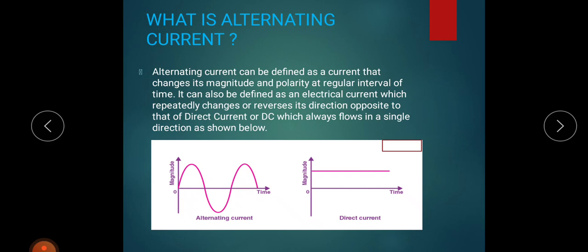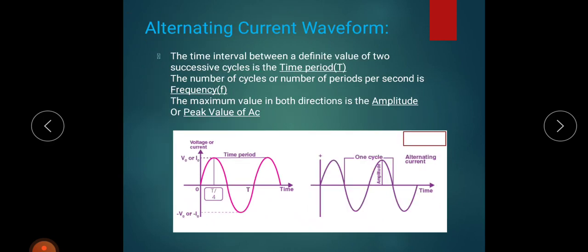Also, one more advantage is there. Alternating current is cheaper to generate as compared to the direct current. Alternating current can be easily converted to the direct current if we require the direct current. Next, go through the next slide.